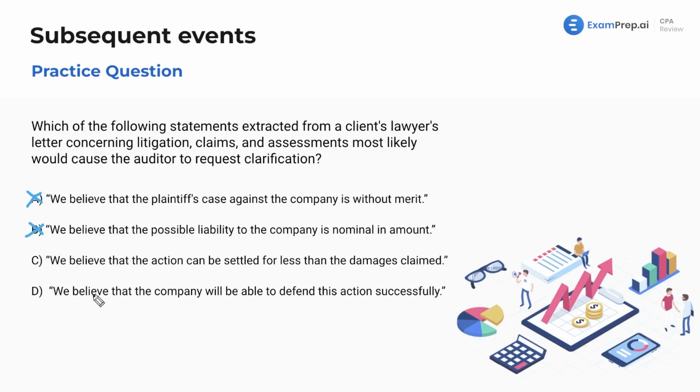And then, we believe that the company will be able to defend this action successfully. If you also wanted to take the approach of which one of these is not like the other, that would be a good approach for this question. You see, it's like, okay, not a big deal, not a big deal, not a big deal. Oh, okay, there's concern to be had here. Final answer is going to be letter C. Looking good, looking very good. Let's move along.